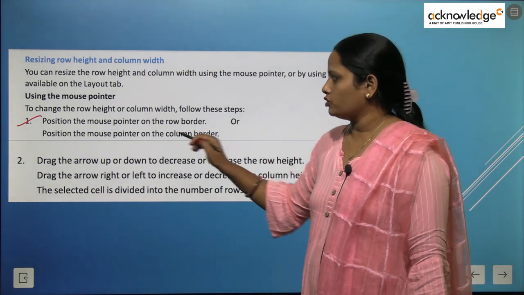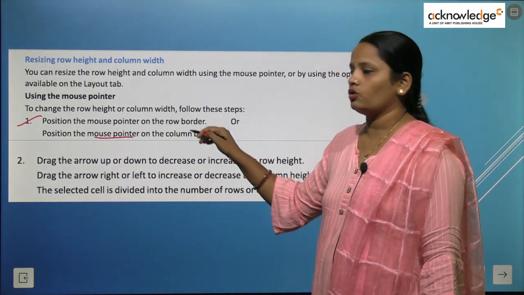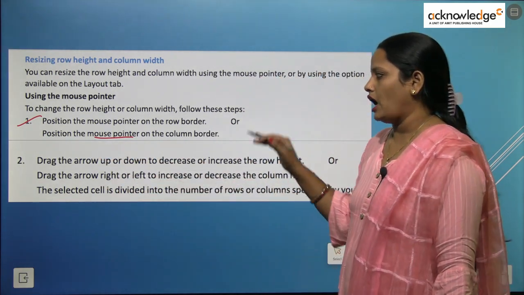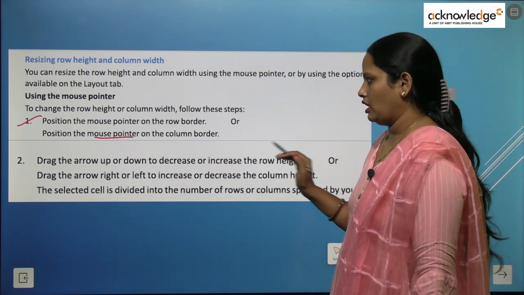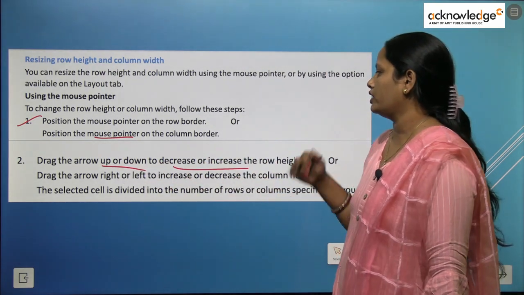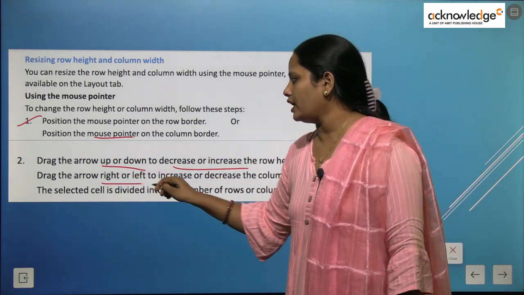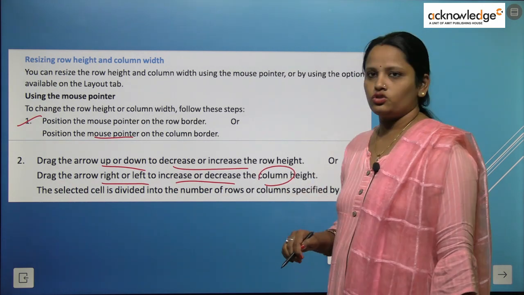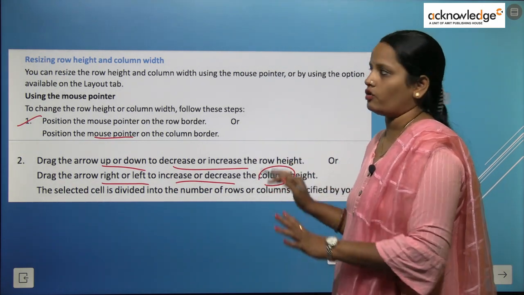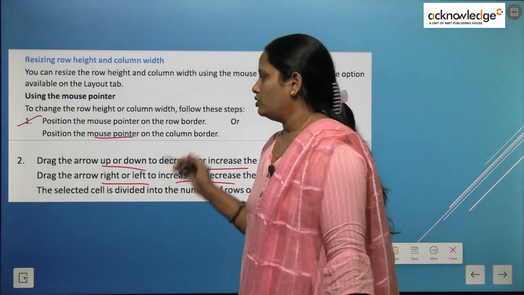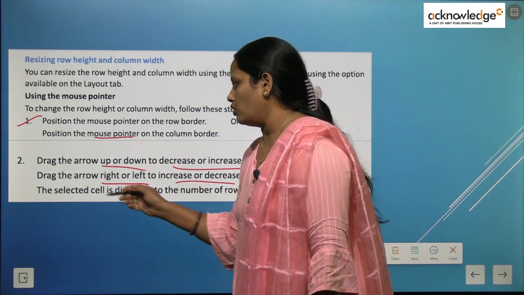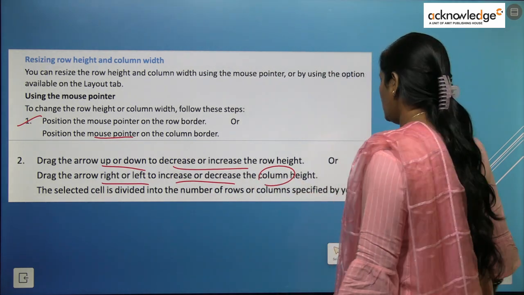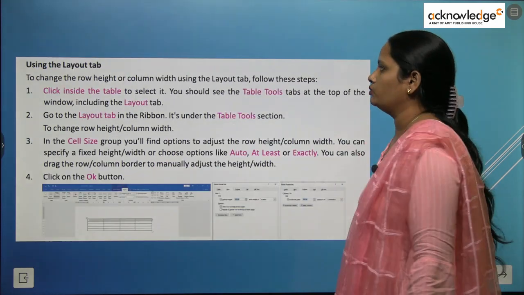So what we have to do? We have to put the mouse pointer on the row or the column border. Next, we have to drag the arrow up or down to decrease or increase the row height, and the right or left arrow to increase or decrease the column width. So any of these points we can follow to resize the height or width of our row or column. The selected cell is divided into the number of rows and columns specified by you.